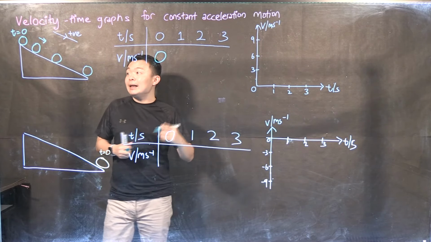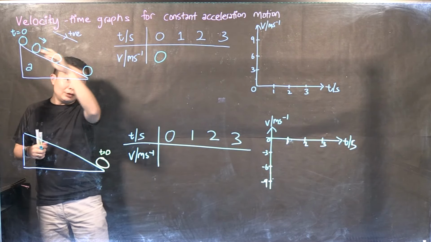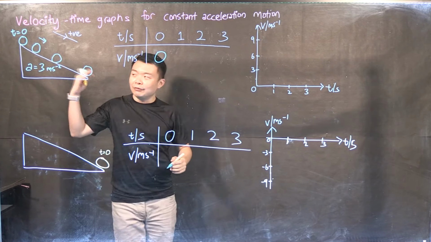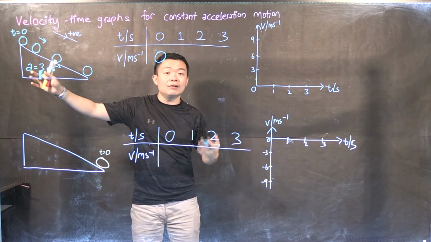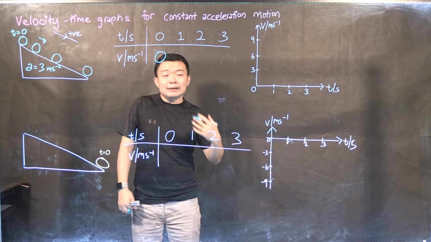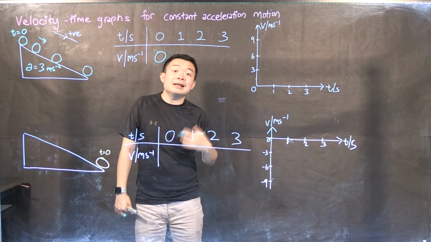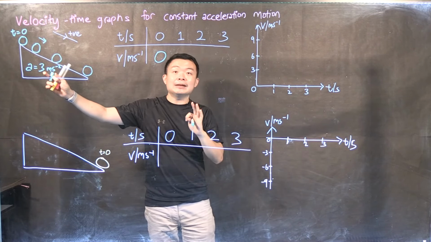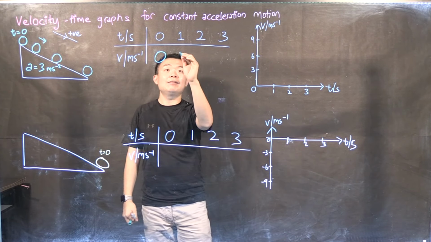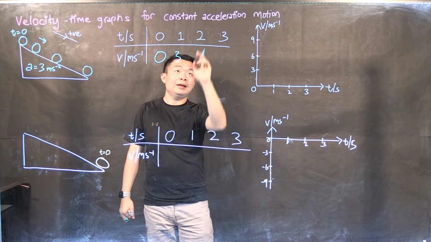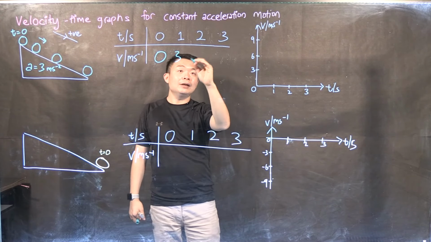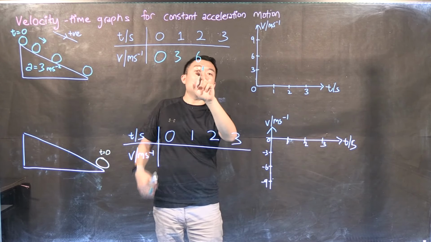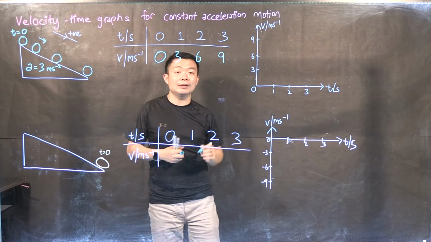Now, say the acceleration of the ball along the slope is 3 meters per second squared. And if you recall, the definition of acceleration is the rate of change of velocity. So it tells you with every passing second, how much the velocity increases. Therefore, if the velocity increases by 3 meters per second every second, at 1 second, the velocity will be 3 meters per second. At 2 seconds, the velocity will therefore increase by 3 again to become 6. And at the third second, the velocity will increase by another 3 to become 9 meters per second.